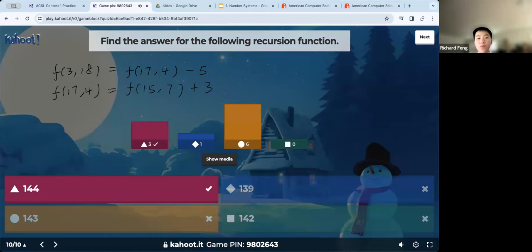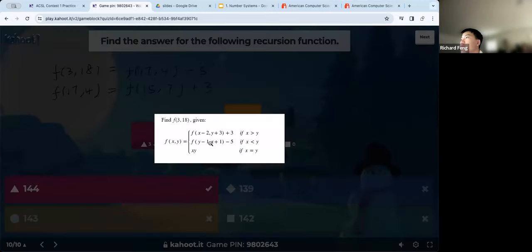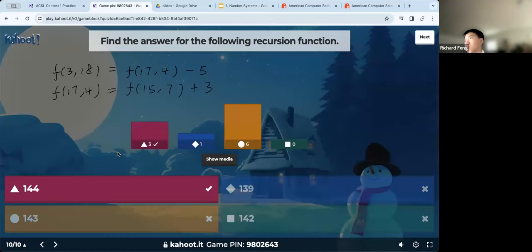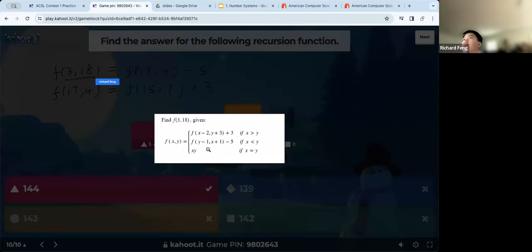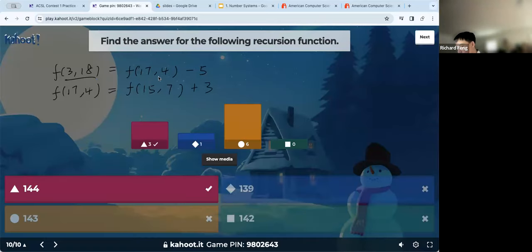Ooh, this one was tricky. You have to be careful because in the second expression, it's actually y minus 1 comma x plus 1. So maybe some of you switched the x and y's. For this one, since 3 is less than 18, it's actually going to be 18 minus 1, which is 17 first, and then 3 plus 1, which is 4 second. So it's 17 comma 4.